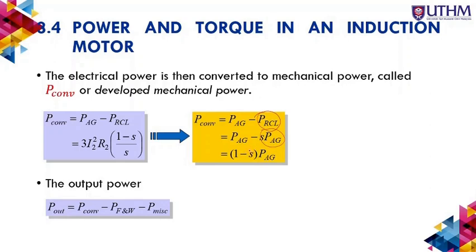Okay, and then the output power, ini senang ni. Kita dapatkan P out equal to P converted, minus by friction and windage, and then minus the miscellaneous losses lah. So of course friction ni mungkin kalau dalam soalan mungkin dia akan berilah berapa friction dia kan.